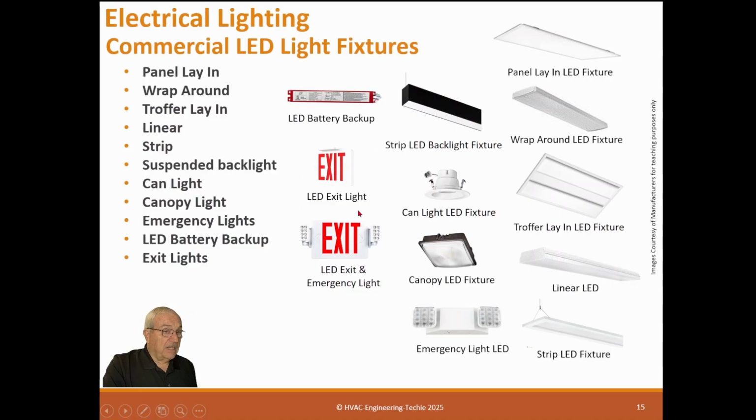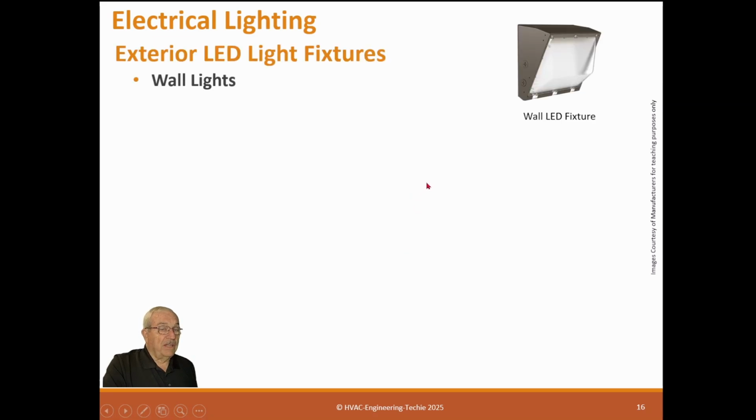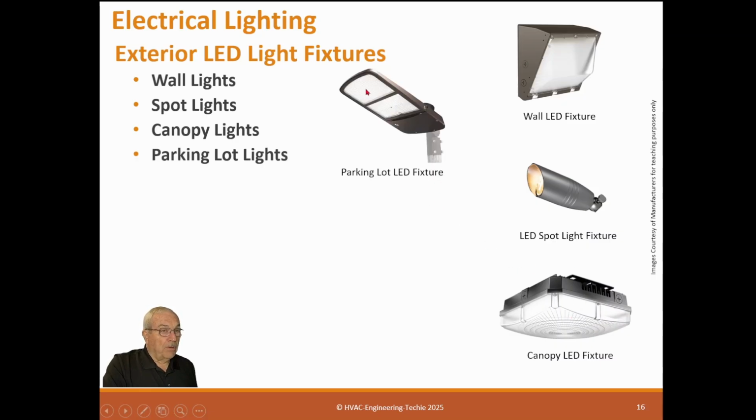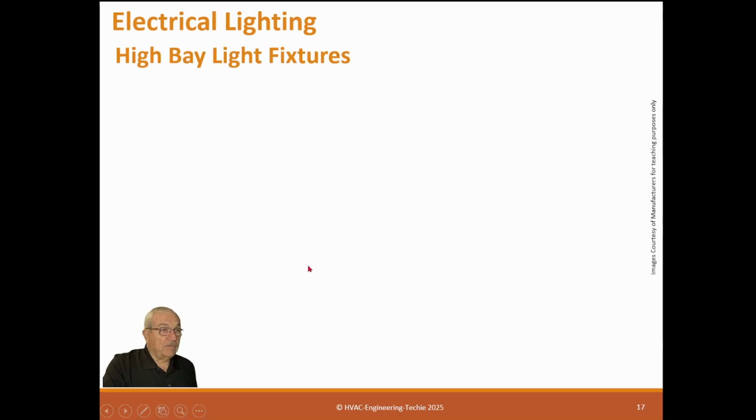We have exit lights, and exit lights, of course, come in red or green. And different kinds of exit lights, some with emergency lighting on them, some with not. You have two-sided, single-sided, whatever you need for exit lights. So exterior LED lighting. We have wall lights to provide exterior lighting. We have spotlights. It can be different sizes and what way they're built. Canopy lights that are up for canopies around a building. Parking lot lights. Street lights on our street light poles. And pole lights that are designed to light up areas like industrial areas or whatever.